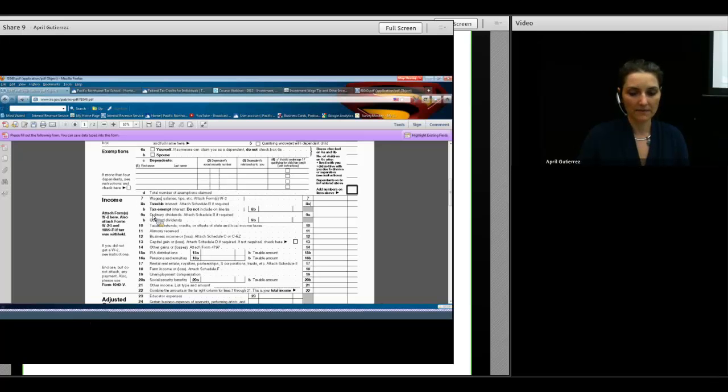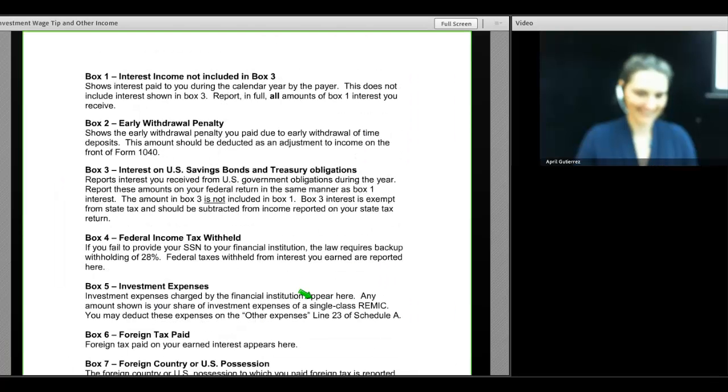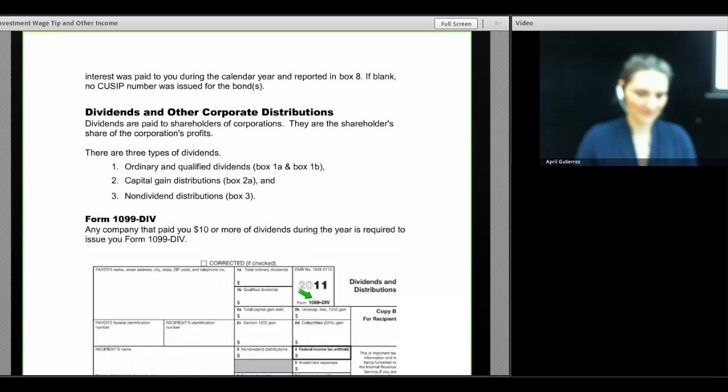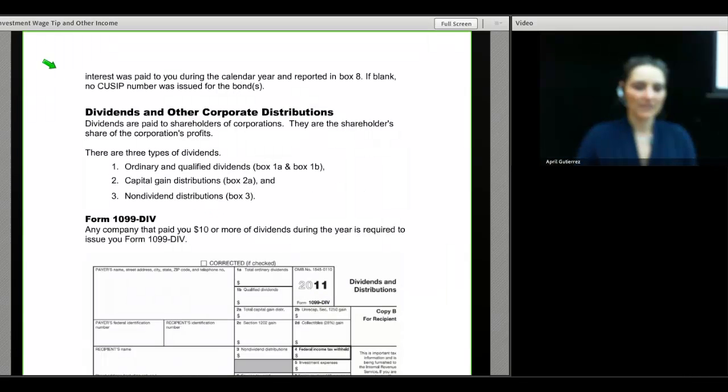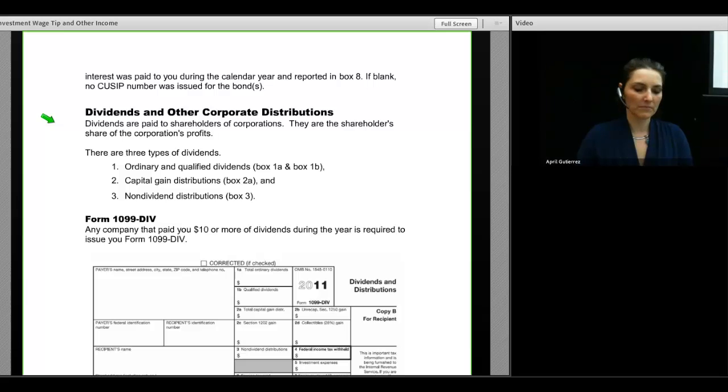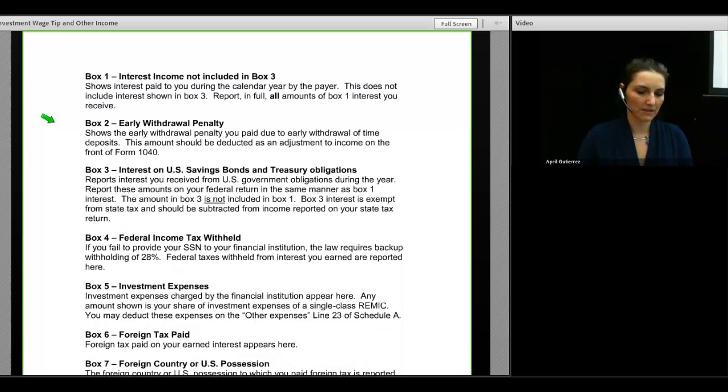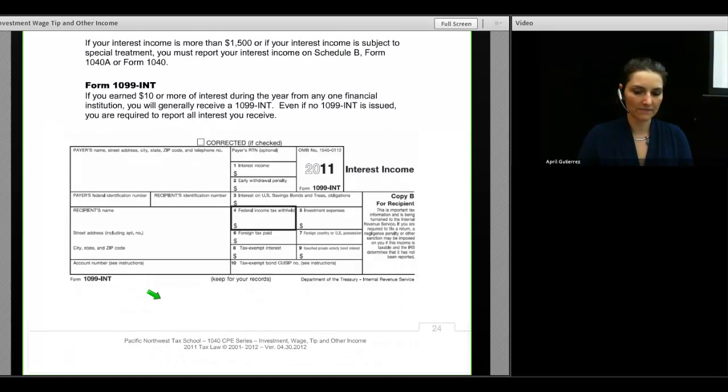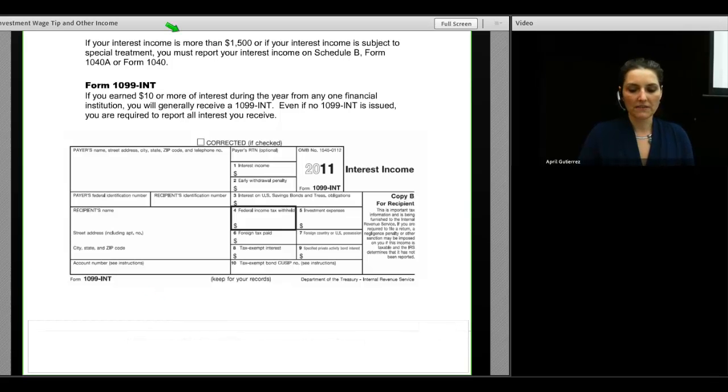So let's go back. Okay, so that's what I had to tell you about interest income. Well, we had the 1099 INT up a minute ago. Let me show it to you again. You'll see that there's a big bold box around box 4. That's where you enter federal income tax withholdings, or whether the payor enters federal income tax withholdings.